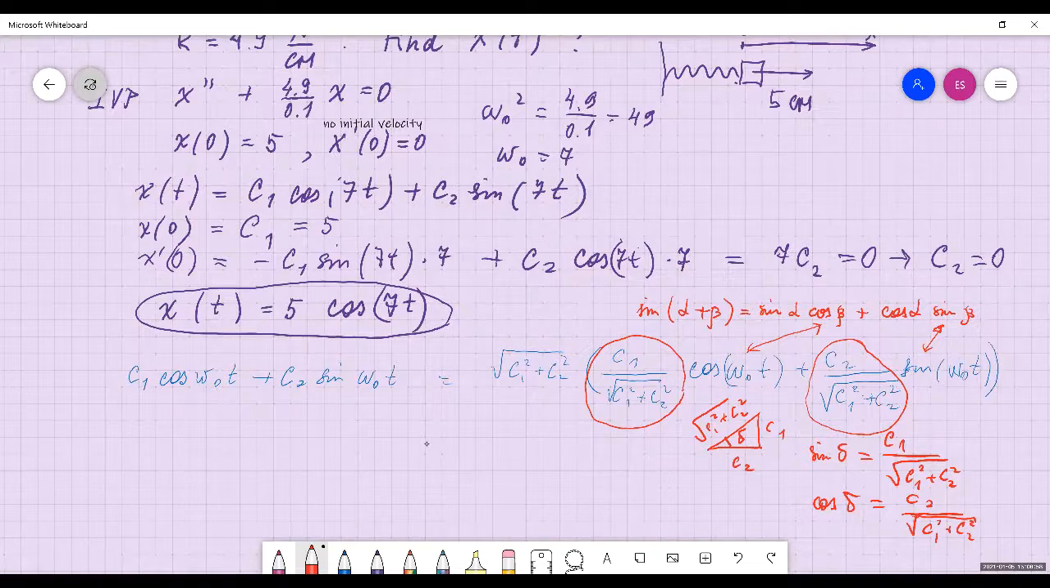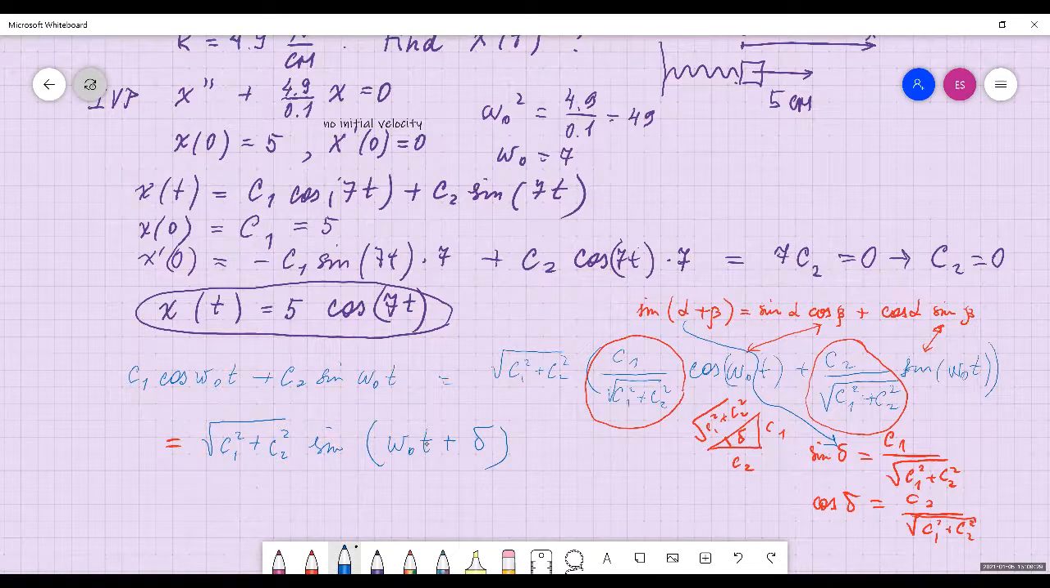So now I'm going to rewrite my formula. Let me go back to blue. As a square root of C1 square plus C2 square, and I'm going to write it down as sine. I'm going to put beta first, then omega 0 t, and then I'm going to put alpha, which is going to be this delta. So my alpha, sorry, is going to be this delta.